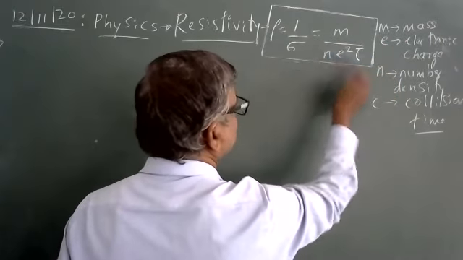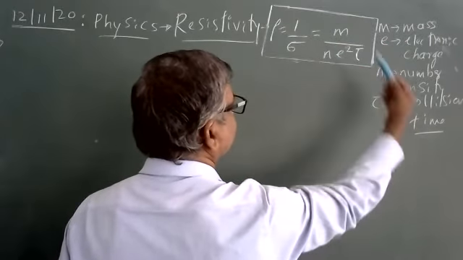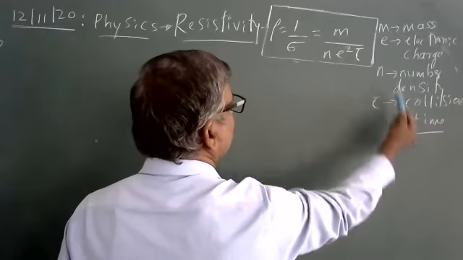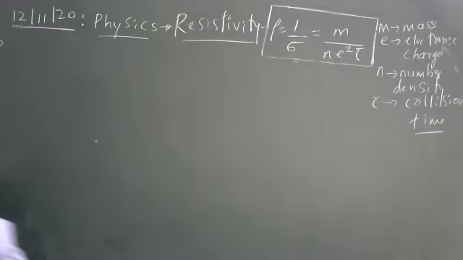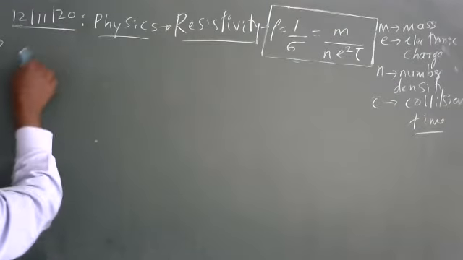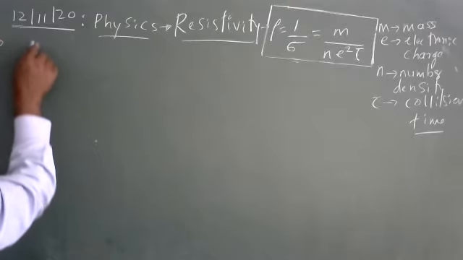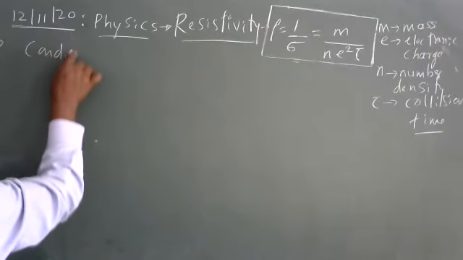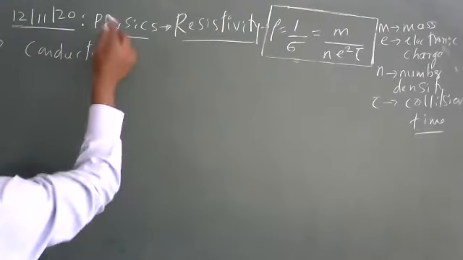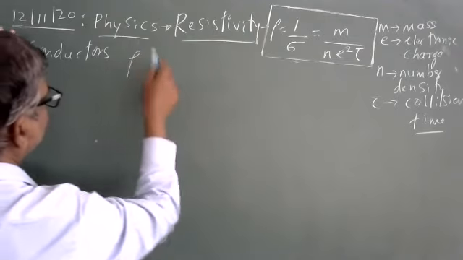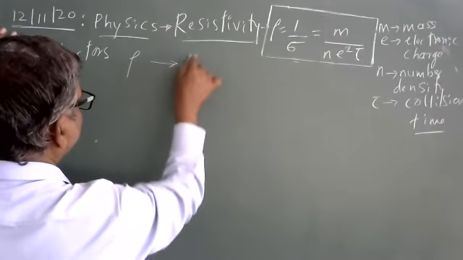This n happens to be number density, number of charge carriers. This is called collision time, average collision time. Now, what is the next learning process? We studied conductors. Now, resistivity, how it is related to temperature.